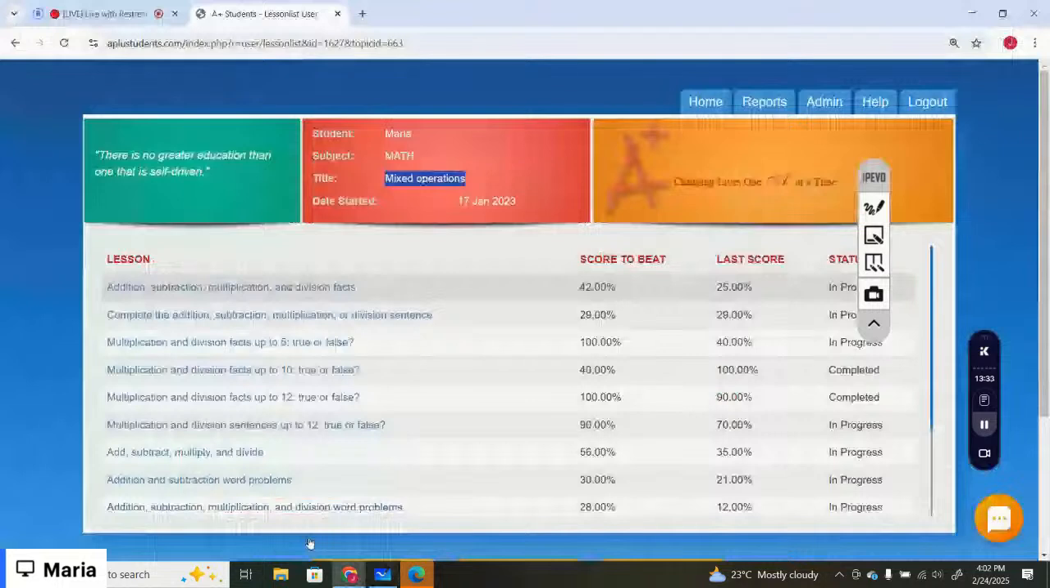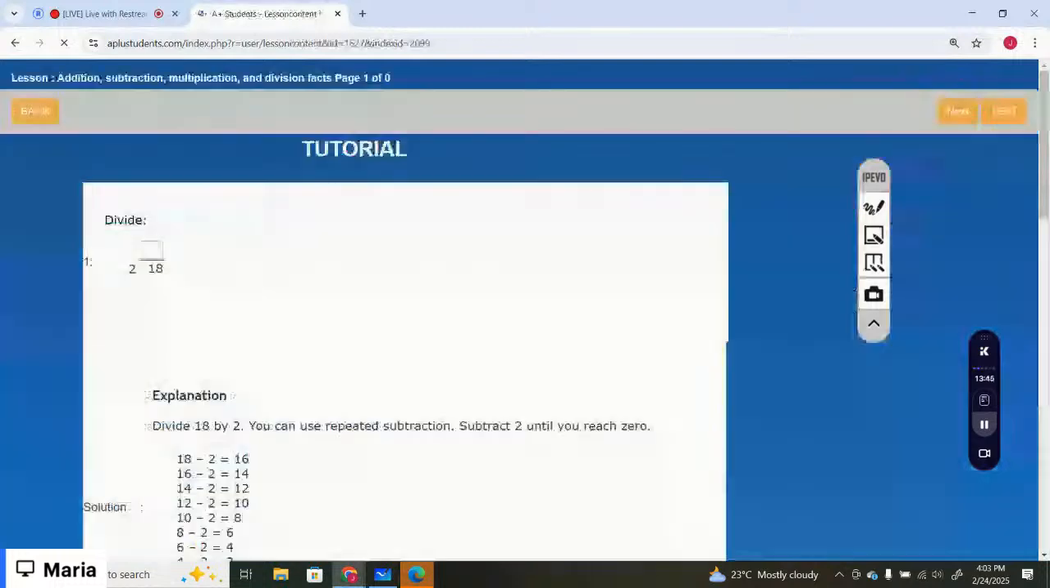Here I am on grade 3. The chapter we're on right now is mixed operations. Let's start with the first lesson, addition, subtraction, multiplication, and division facts. Okay, the first one is 18 divided by 2. So basically, division is the same as repeated subtraction.